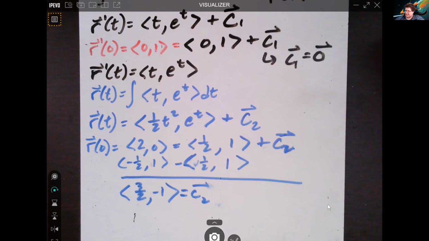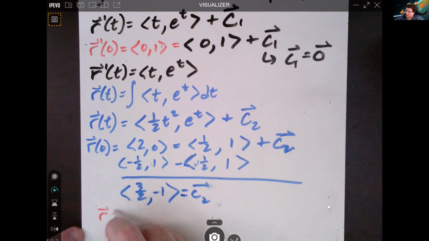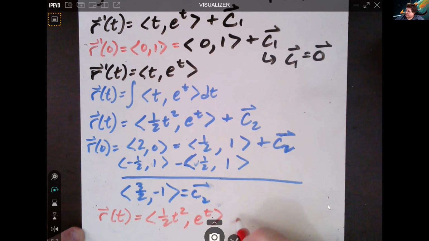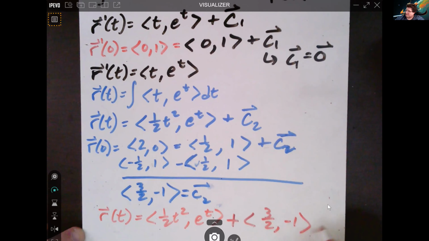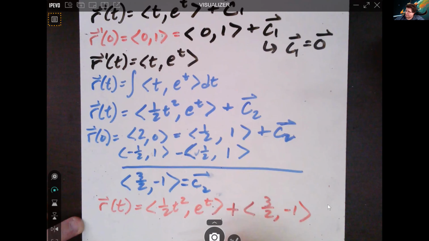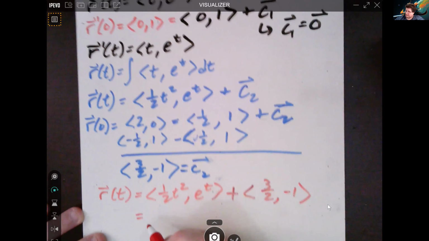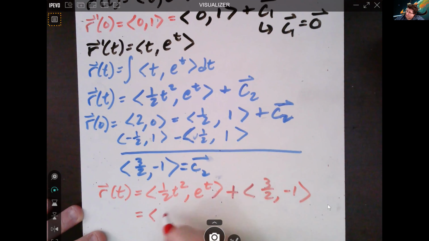And so my actual answer, the position vector is r(t) = ⟨1/2 t² , e^t + 3/2, −1⟩. Or I could put this as one vector: ⟨1/2 t² + 3/2, e^t − 1⟩.